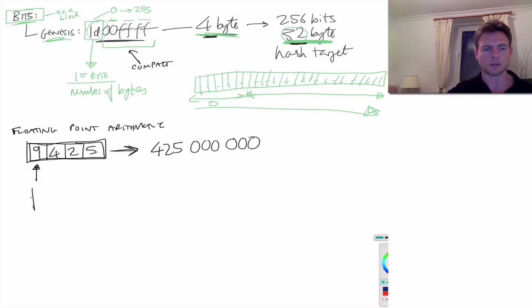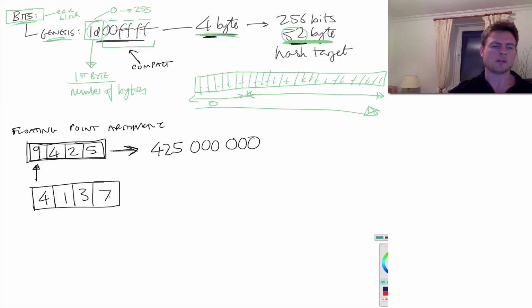I'll give you another example here, just to hammer the point home. So 4 and 137. Sorry, my apologies, 137 is the significant figures. So 137, the total number of digits is 4. So I just pad with 0, right? And this is kind of like a way to represent.